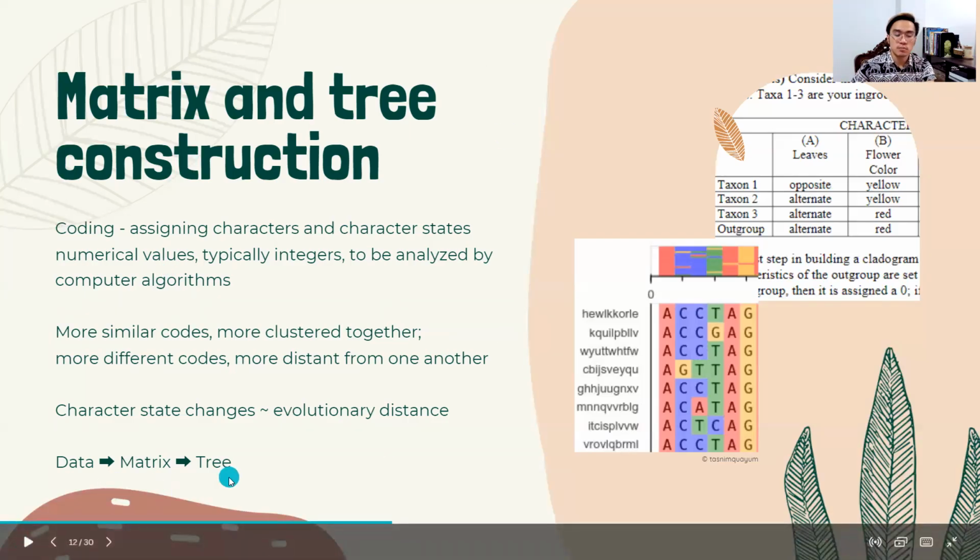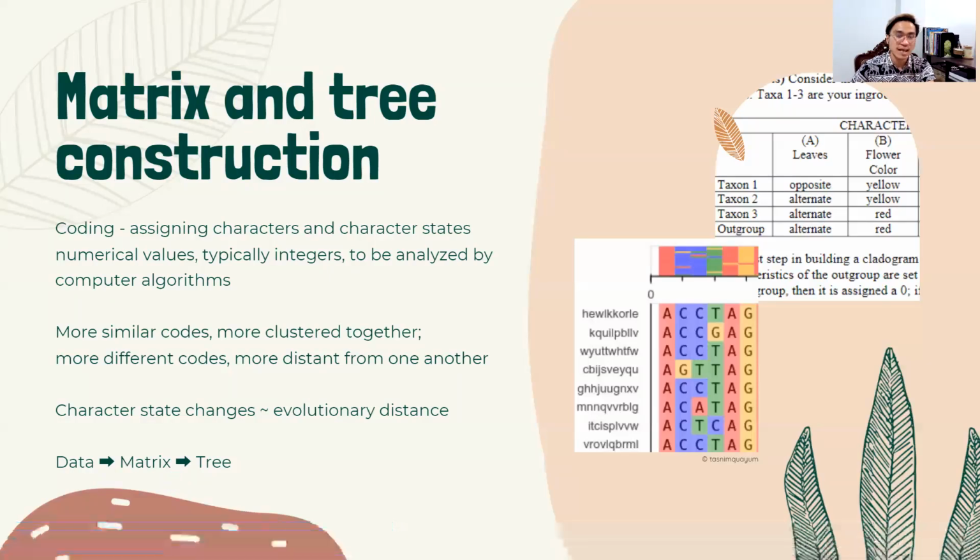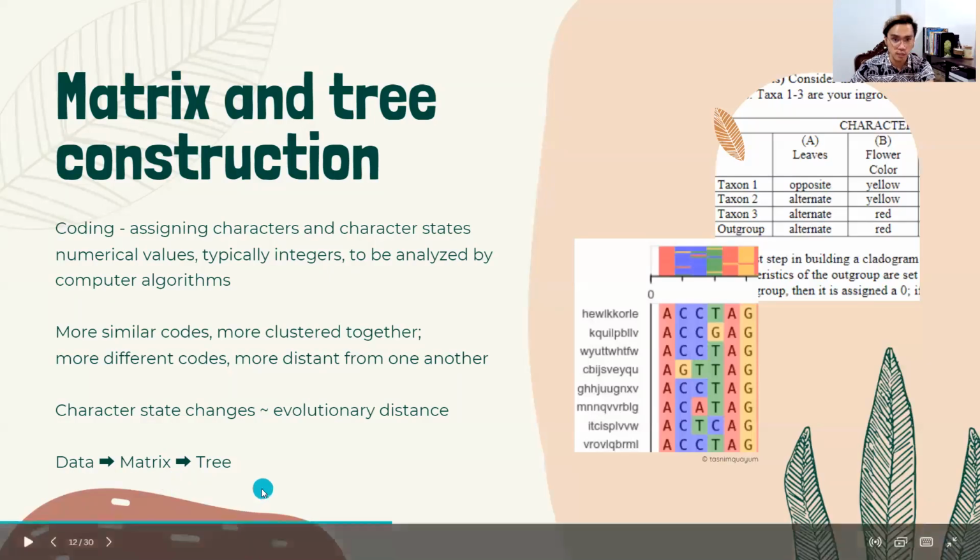So essentially, in building a tree, we need the data, but we transform the data first into a matrix, and then we make sure that the matrix is coded, to be understood and efficiently analyzed by a computer, to build the tree.